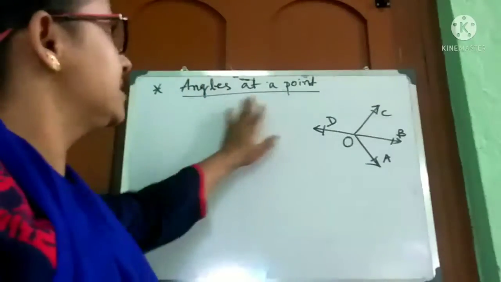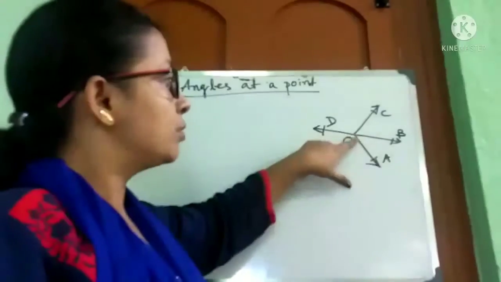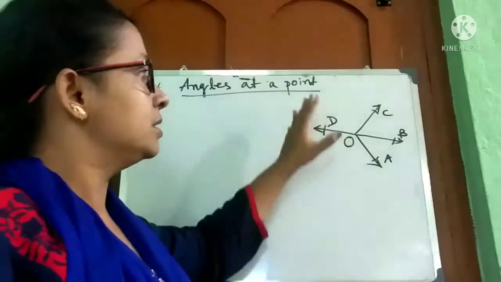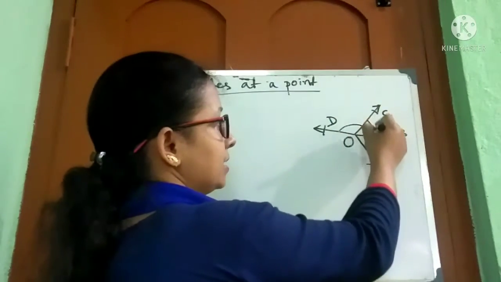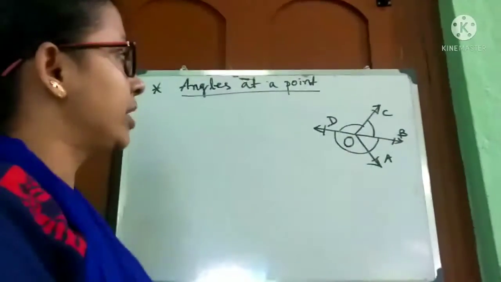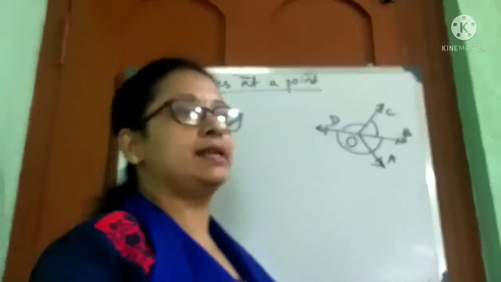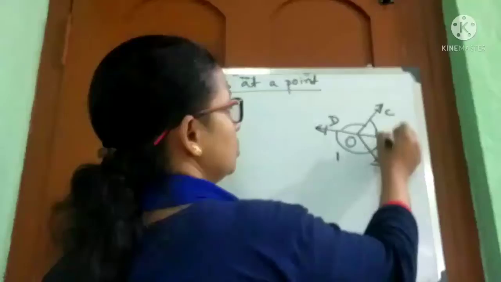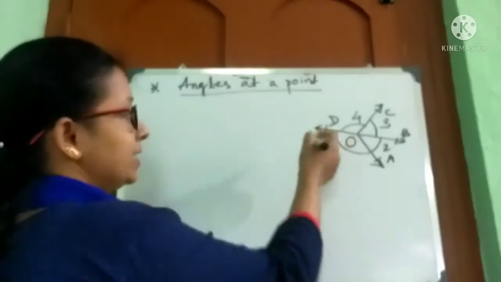Okay, now angles at a point. From this figure you can see, from a common point O, four rays OA, OB, OC and OD are coming out and they make four angles. This is the first angle, this is second, this is third, and this is fourth. These four angles at a common point together are called angles at a point. If you name them 1, 2, 3, 4, their sum will be 360 degrees.